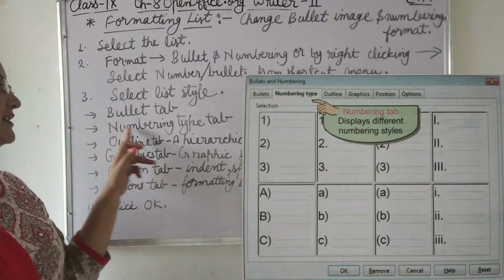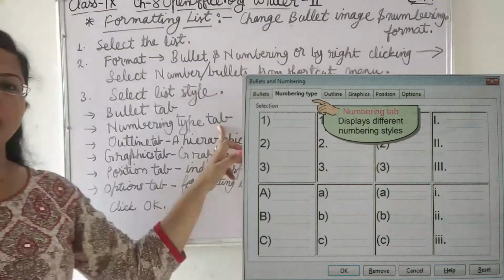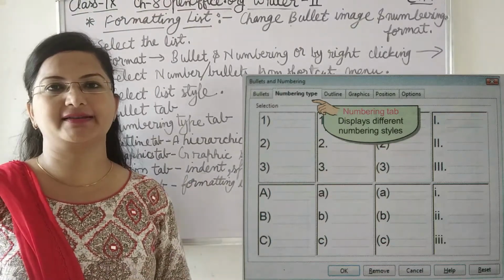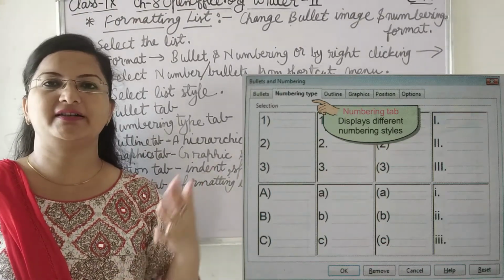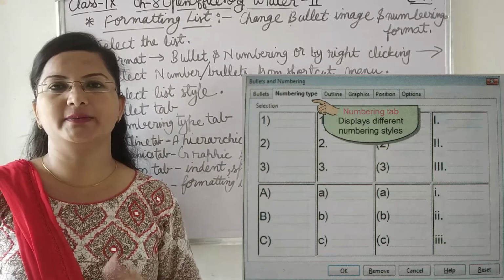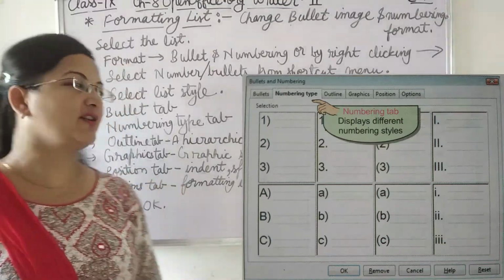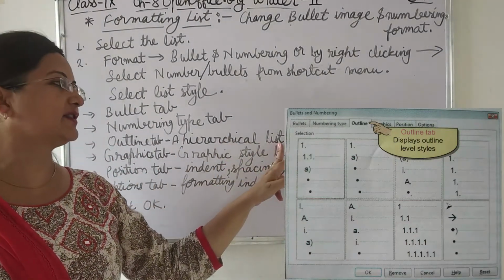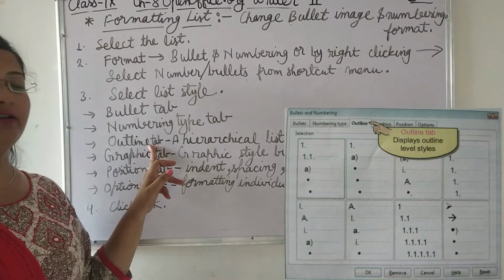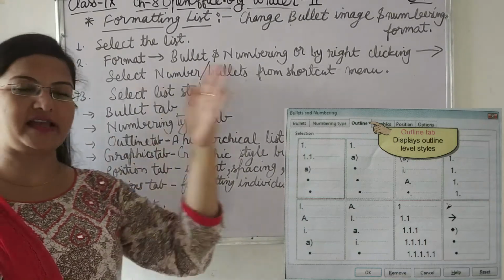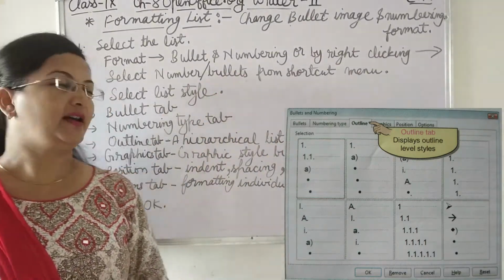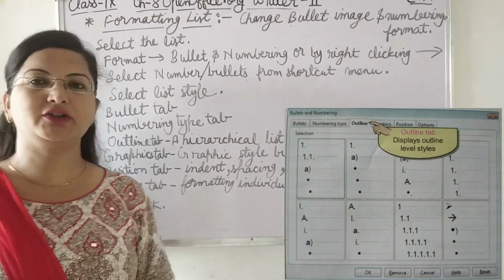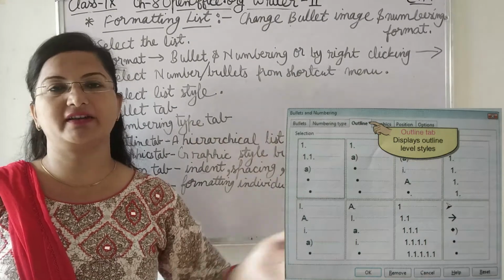Then after that there is the numbering type tab. Numbering type tab means from here we can choose various numbering styles, like capital letters, small letters, numbers, or capital Roman numbers or small Roman numbers, etc. Then the outline tab is there. A hierarchical list can be set in the outline tab. In that you will be able to choose various designs for various levels.